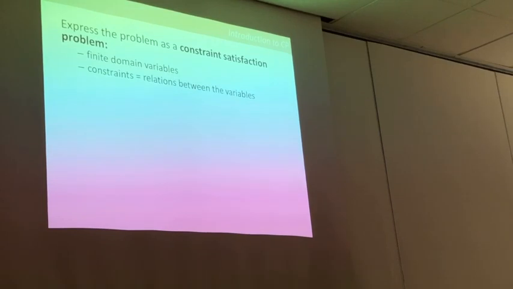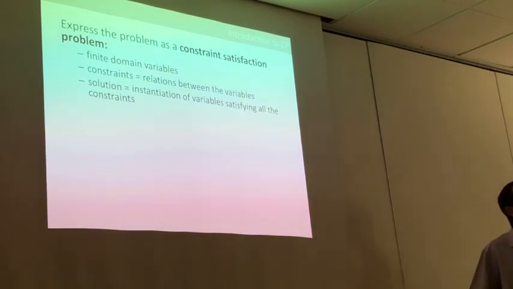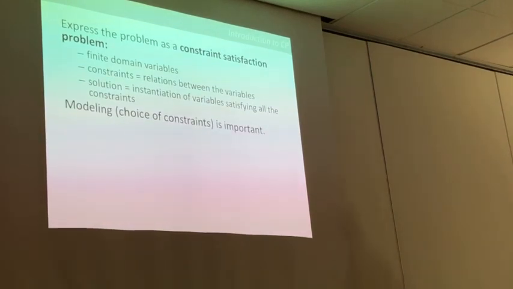You can say A is smaller than B, A plus B equals 3, A is different from B, and whatever. Okay? So they are basically relations. And a solution to a CSP is an instantiation of values to the variables satisfying all these constraints. And what's crucial for applying CP is how you model the problem, how you select the constraints. And it's important because there are many so-called global constraints with specific solving techniques behind them.